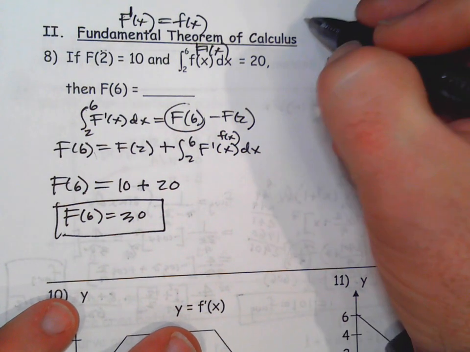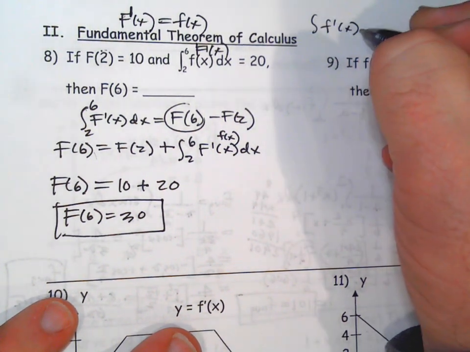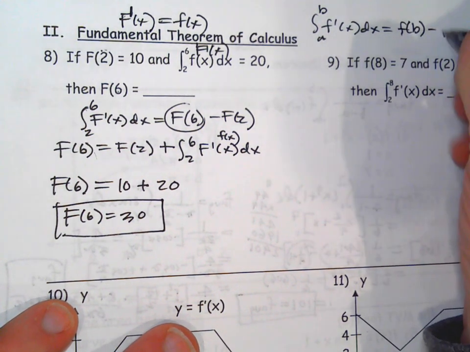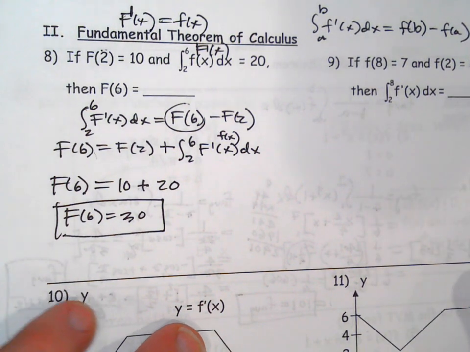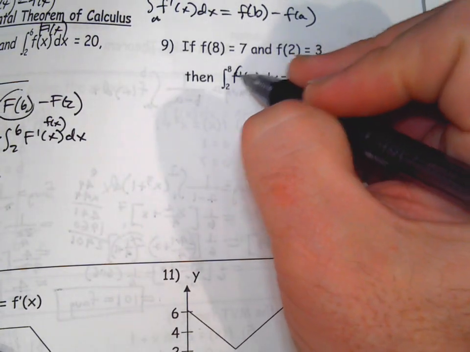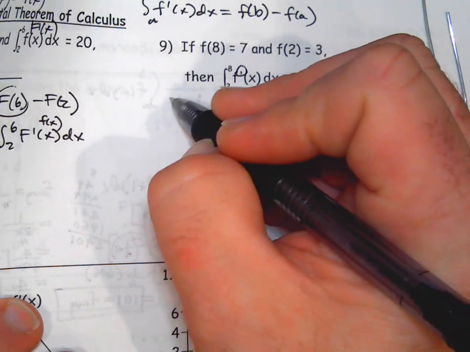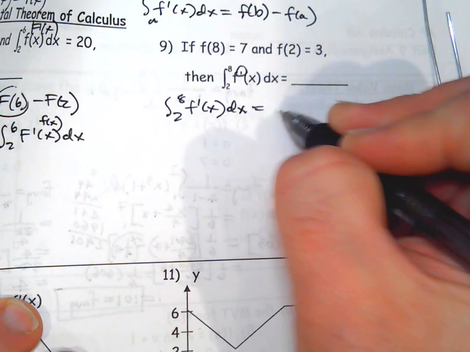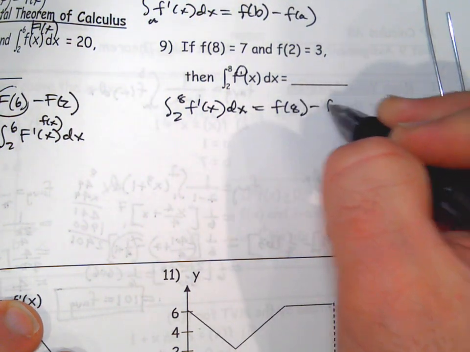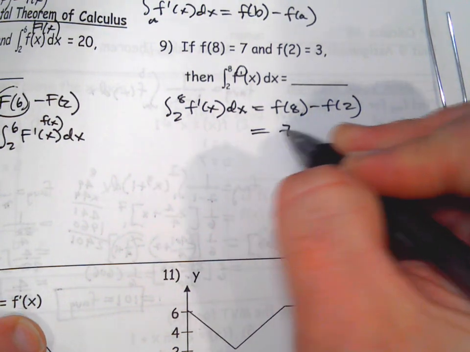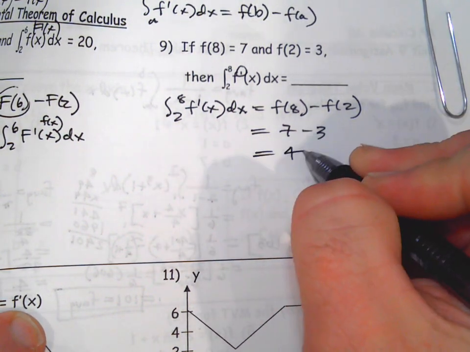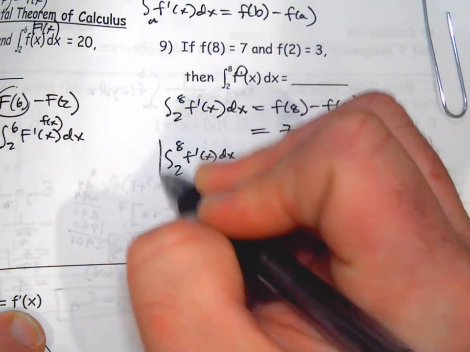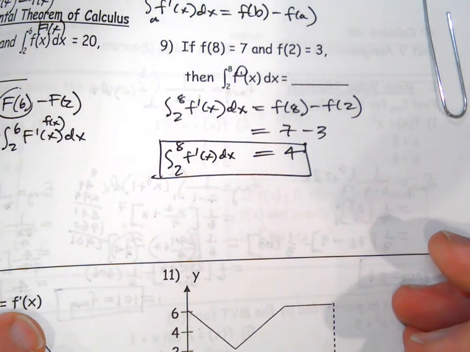Right? Fundamental theorem of calculus. If you integrate the derivative, you get the original function. A to b, plug the limits in. Fundamental theorem of calculus part 1. Okay, next one. Same idea. This one's written a little more friendly, I think. So the integral from 2 to 8 of f prime x dx is going to give you f of 8 minus f of 2, which you've been given as 7 minus 3, which is 4. Okay, fundamental theorem of calculus part 1.